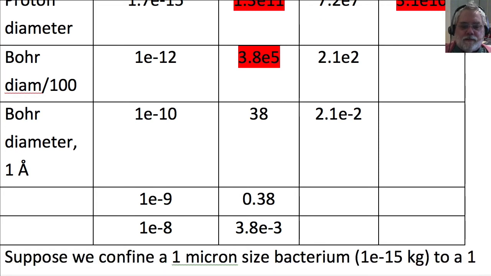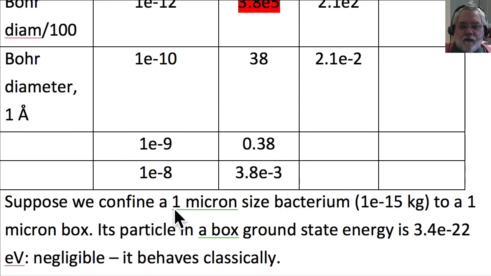Okay, now let's look at two other cases of confinement. We previously looked at a 1 micron size bacterium with mass 10 to the minus 15 kilograms. In another lecture, we looked at its de Broglie wavelength and said, well, the de Broglie wavelength is so much smaller than its size, it's definitely classical. Well, now let's look at its particle in a box energy. Let's confine that 1 micron sized bacterium to a 1 micron sized box. We can calculate the particle in a box ground state energy. We get 3 times 10 to the minus 22 electron volts. Way negligible. It behaves classically. We don't need quantum mechanics for the motion of a bacterium.